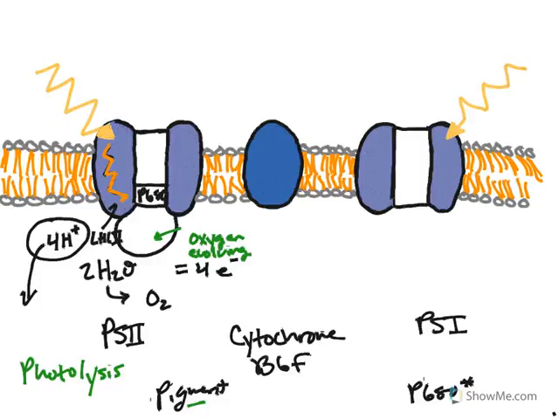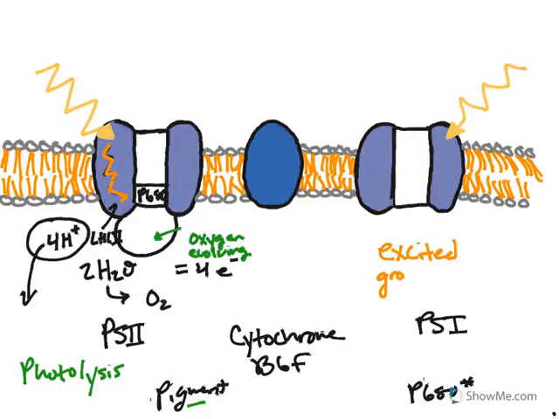So for every electron we're talking about, we're going to say that it's excited by a single photon. So to excite 4 electrons at our photosystem 2, we're going to use 4 photons. These 4 photons are going to excite each one of our electrons to a higher energy state. We call that the excited state.